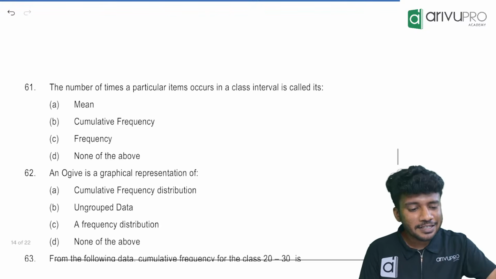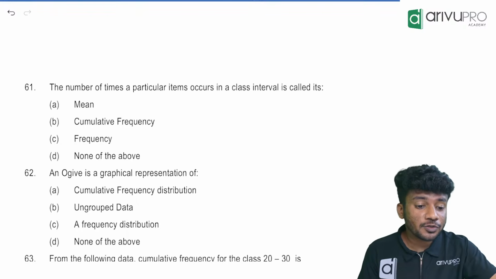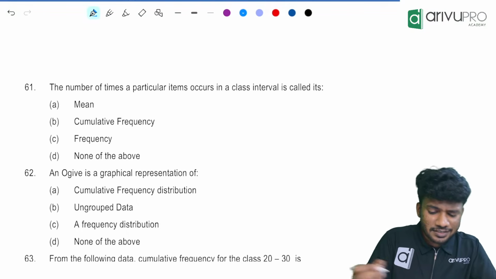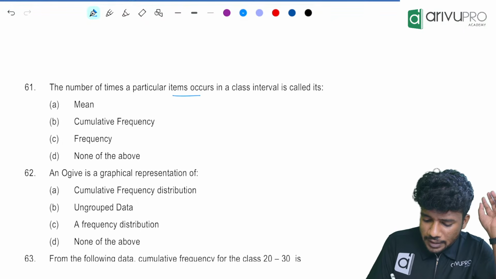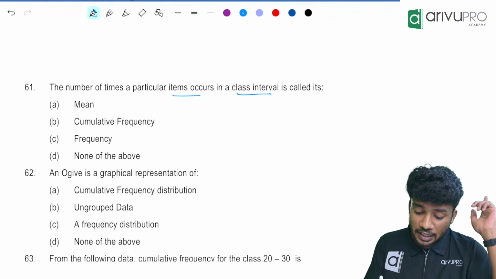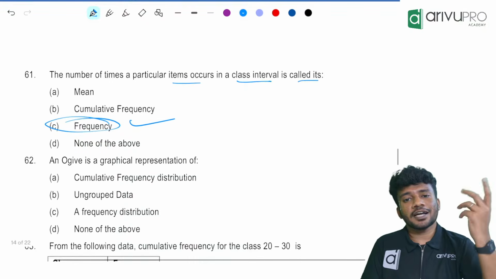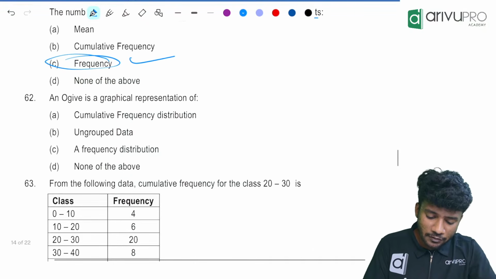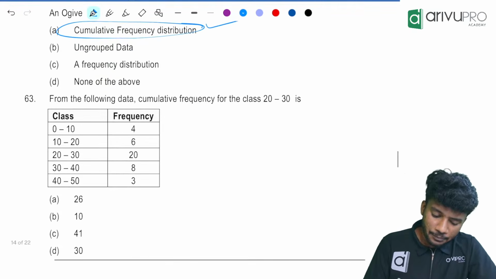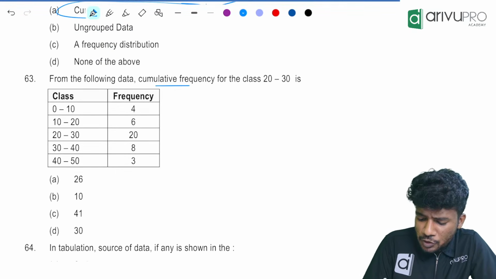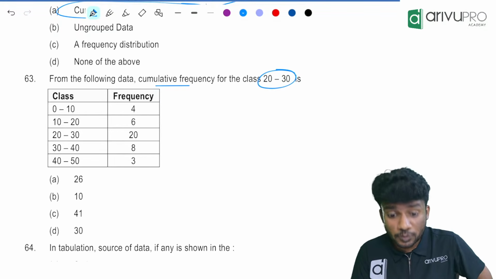Next one, 61st question. That is the first question of our statistics. Statistics is easy to solve. It will be done in few seconds. The number of times a particular item occurs in a class interval is called as what? A frequency. How many times it happens. Then ogive is a graphical representation of what? Cumulative frequency distribution.